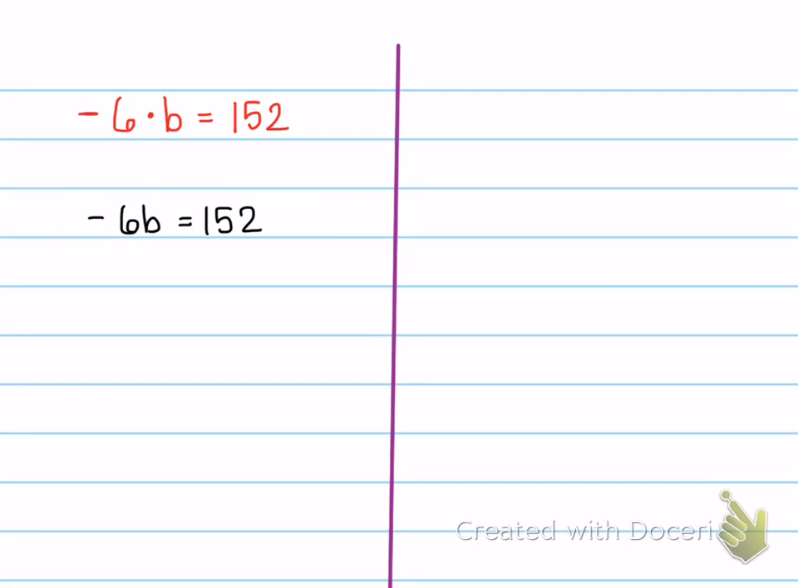So the inverse of multiplication is division. So I'm going to divide this side by negative 6 because I need to make sure that this cancels out, the negative 6 and the negative 6, and it actually becomes a positive variable. I know that a negative divided by a negative is a positive. When the signs are the same, it's positive.